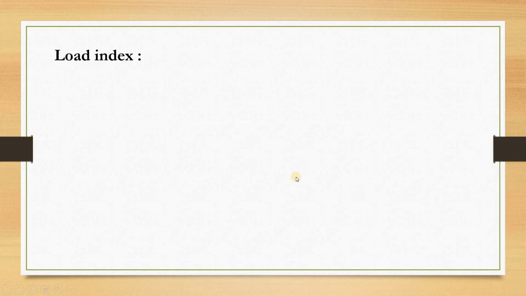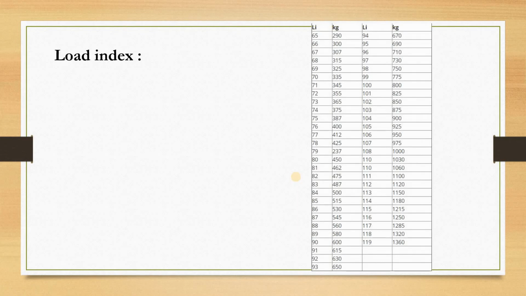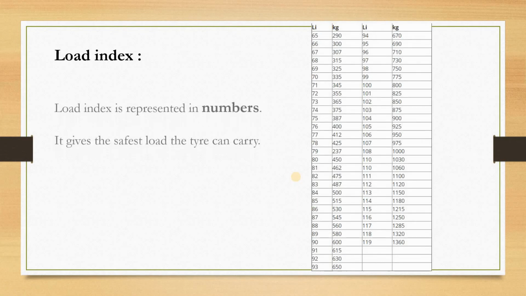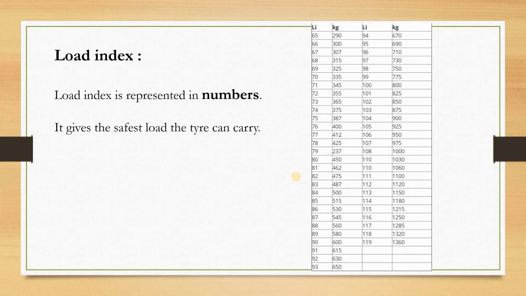So next one is the load index. Load index basically shows how much load a tire can carry. It is shown in numbers, the LI section, and it gives the load it can carry in kgs. This starts from 65 and goes straight up to 119. Basically, in a two-wheeler or any lightweight motor vehicles, the numbers go between 80 to 90, and the rest are for heavy vehicles.